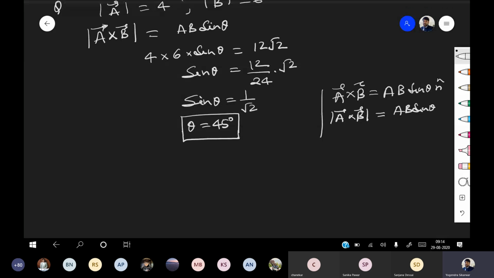Okay. So how did you shift the root to below?